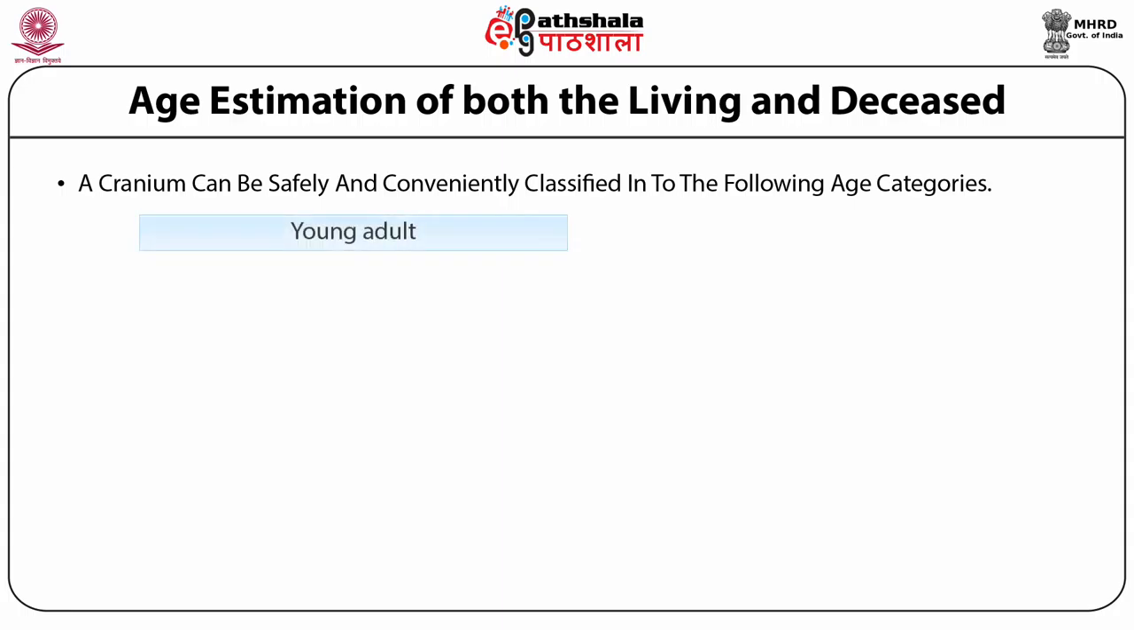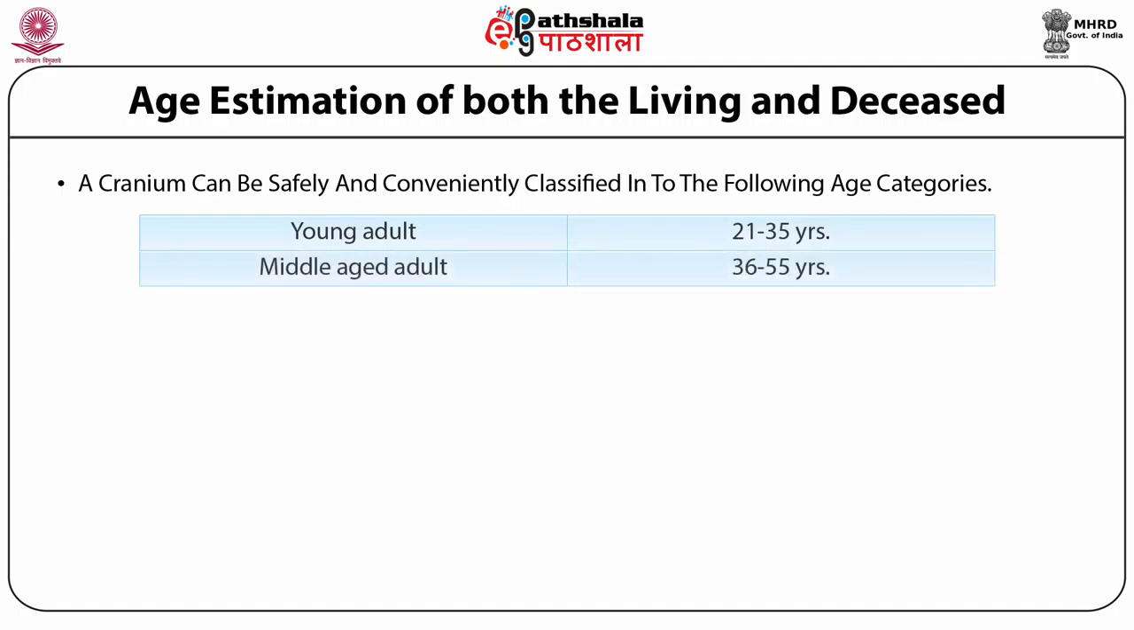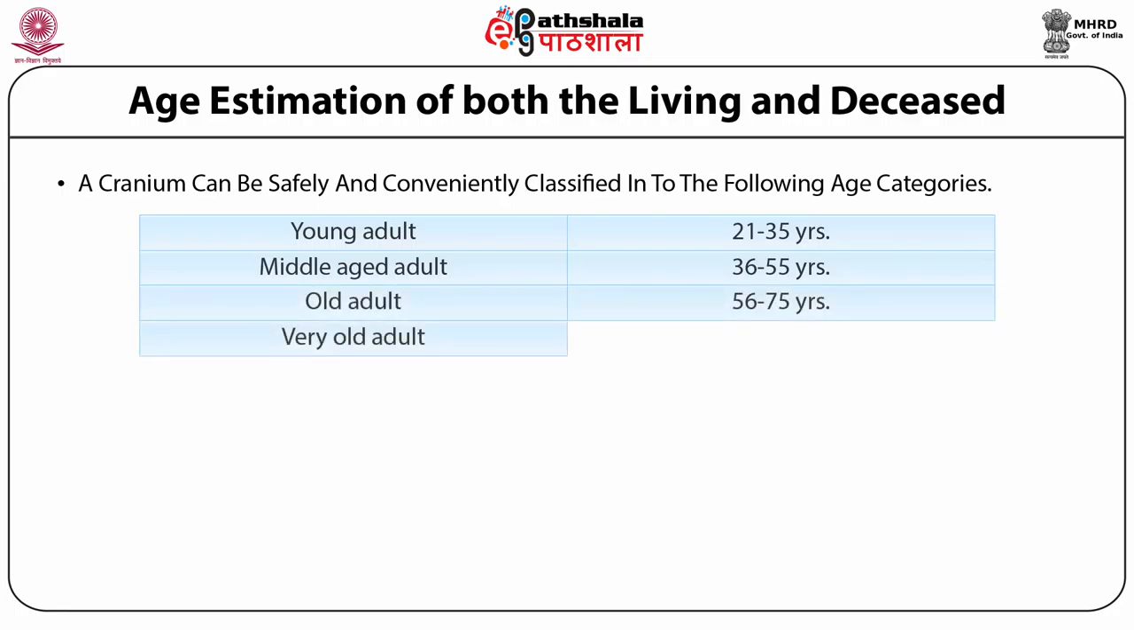A cranium can be safely and conveniently classified into the following age categories. First is young adult, that is 21 to 35 years of age, middle age adult 36 to 55 years of age, old adult 56 to 75 years of age, and very old adult 75 years to more than that. I would like to tell you, students, this classification varies from country to country and ethnic groups.